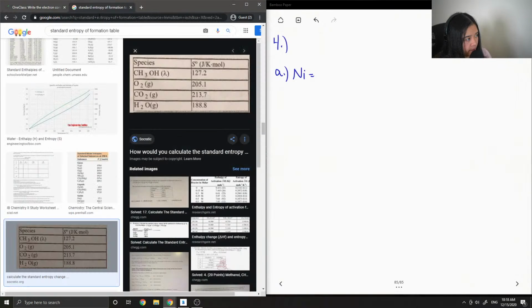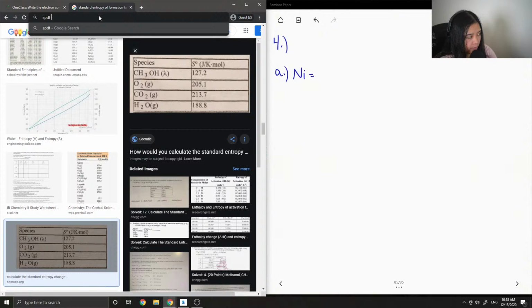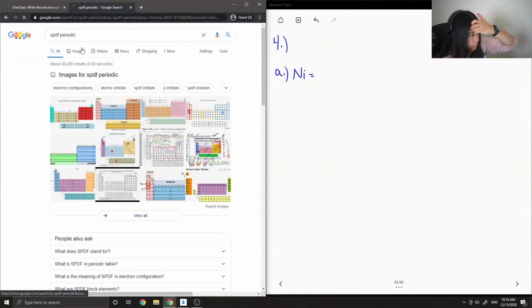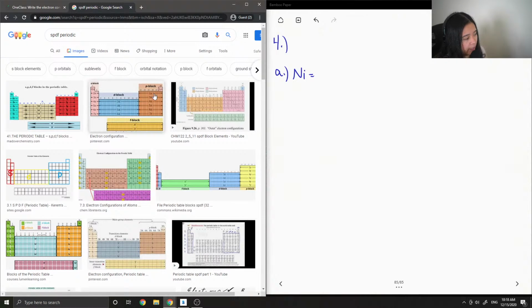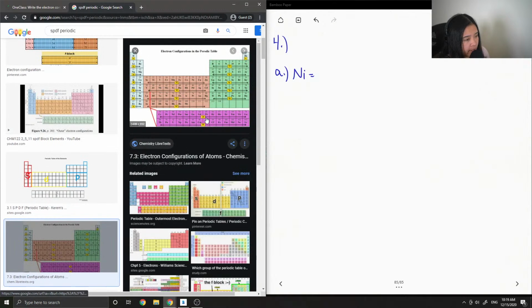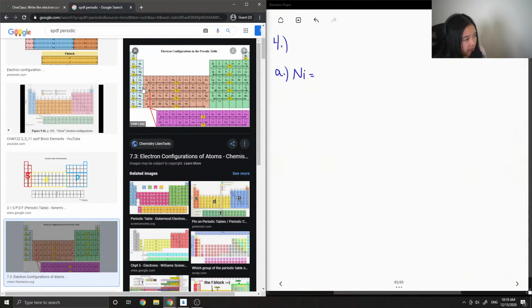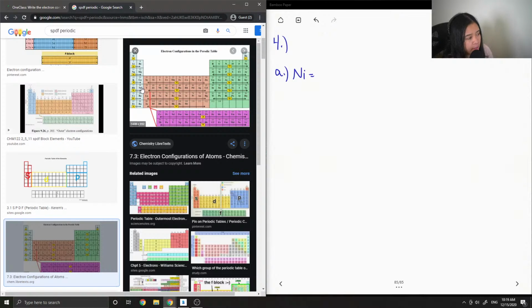So first, let's look up the periodic table with all of the S, P, D, and F blocks organized. The light blue columns are the S block. The green columns are the P block. The middle transition metals are the D block. And the last 2 rows, the lanthanides and actinides, are called the F block.